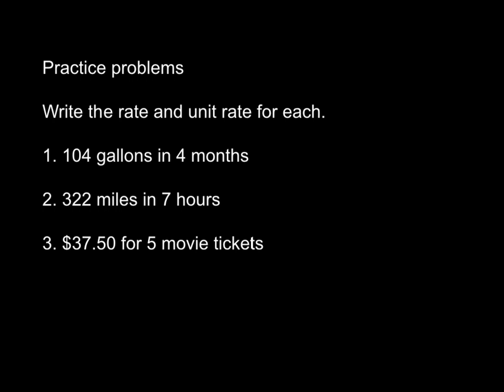Here are your practice problems. You need to write the rate and the unit rate for each. So to do the unit rate, you have to get it to 1. So for example, number 1, you want to see how many gallons you can do in 1 month. For number 2, how many miles you can go in 1 hour. Number 3, how much money it costs for 1 movie ticket. That's for the unit rates. And the regular rate, you just write it just like it says in fractional form. Don't forget a word problem or a question and rate your understanding.